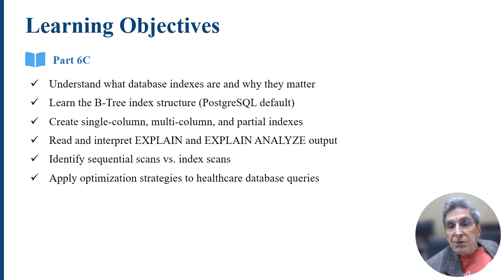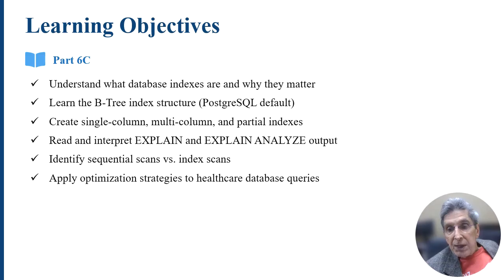So what are our objectives for this part? In Part 6C, you should be able to accomplish 6 things. Here they are. First, understand what database indexes are and why they matter for query performance. Second, learn the B-tree index structure, and that doesn't stand for binary. It's balanced tree, which is PostgreSQL's default and the one that you will encounter most often.